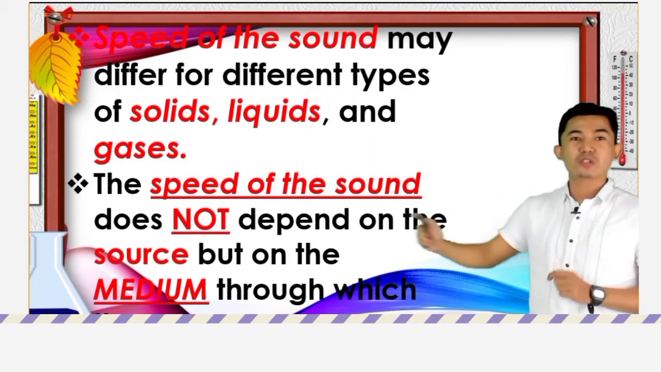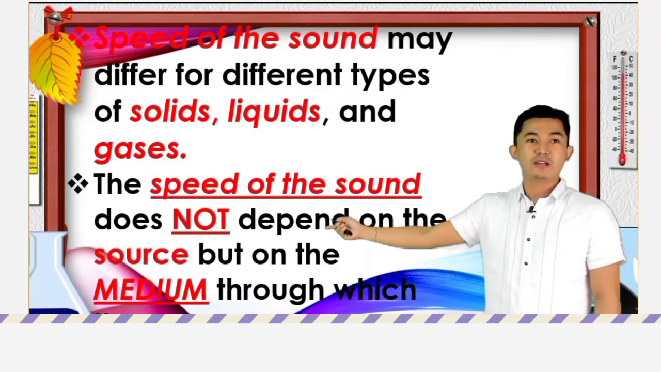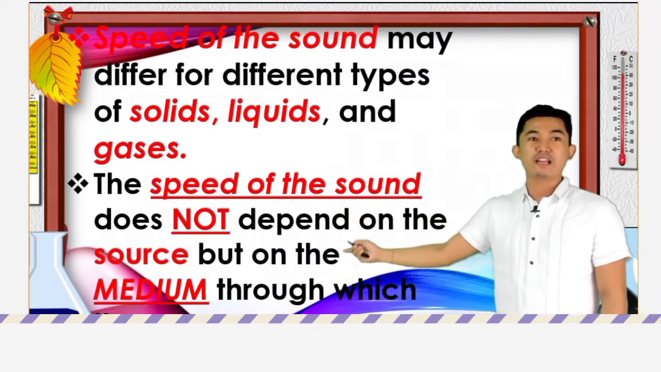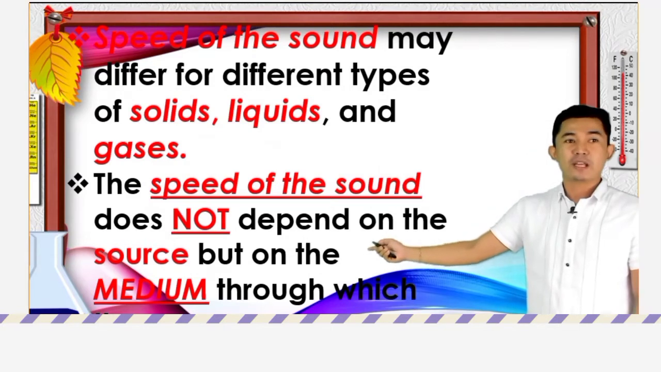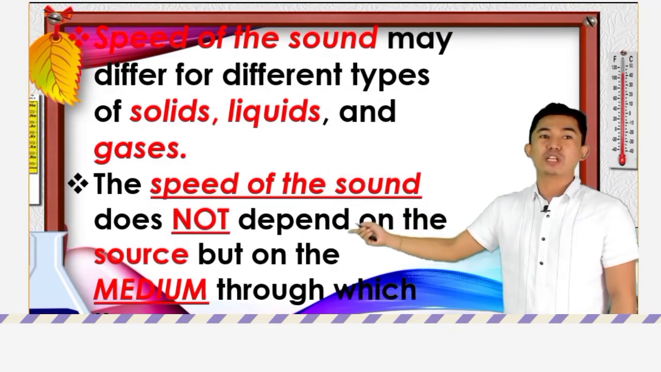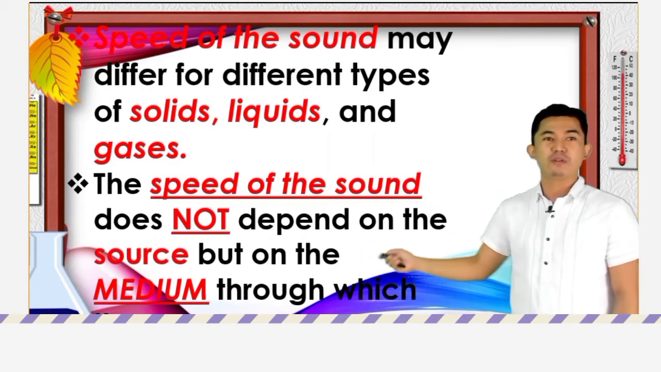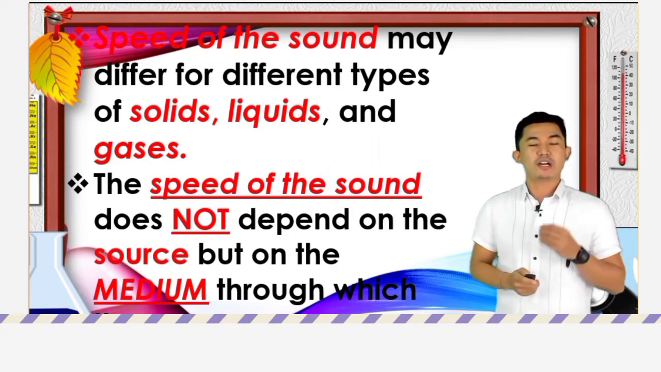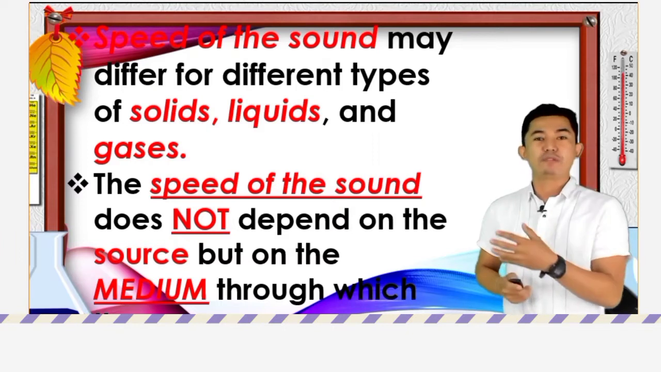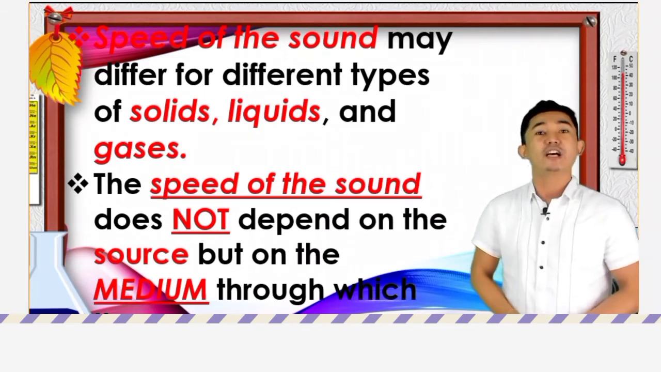Please do take notes of those words that I highlighted here. We have the speed of sound, the word "not," source, and then medium. Because the speed of sound, as the word says, does not depend on the source but on the medium through which it moves. Sir, what do you mean by medium? Medium refers to the matter or the objects and things that sound waves can travel through.